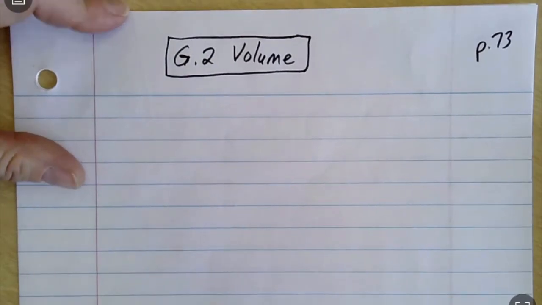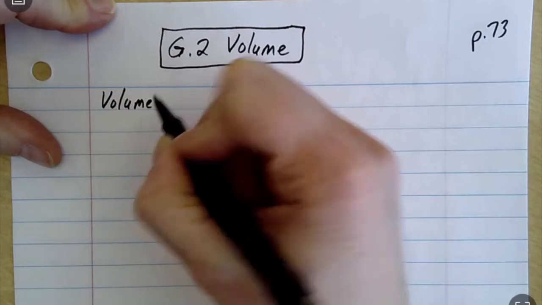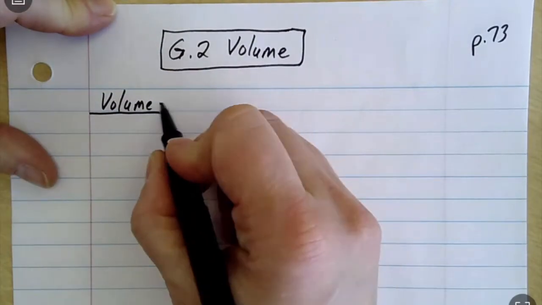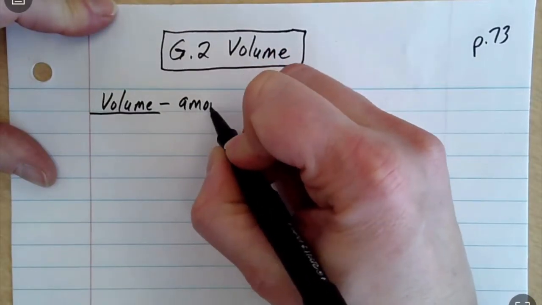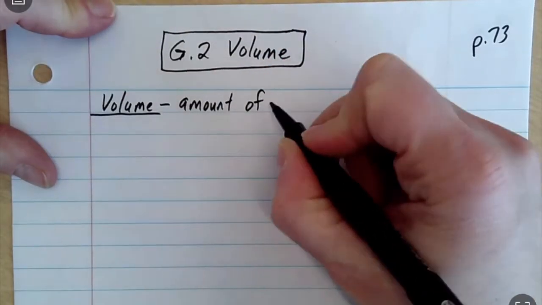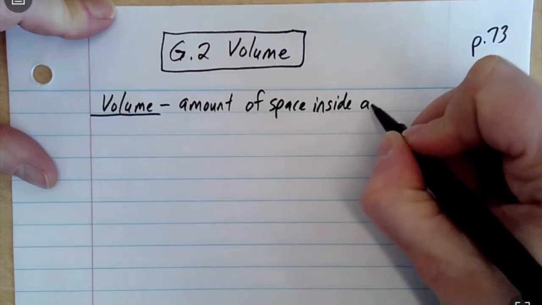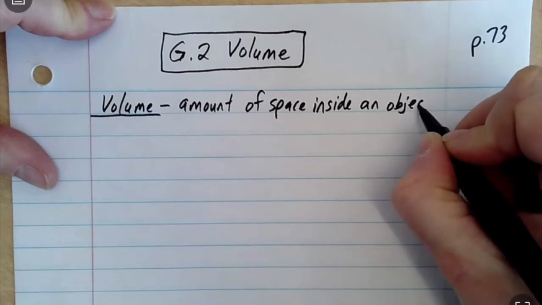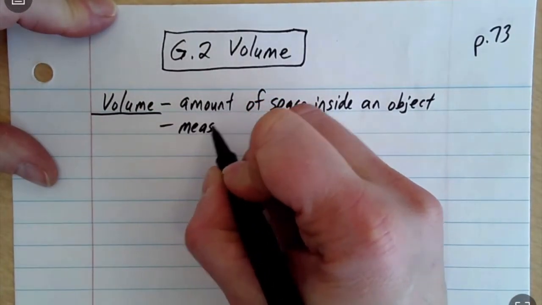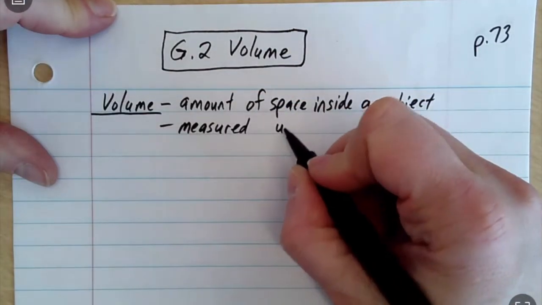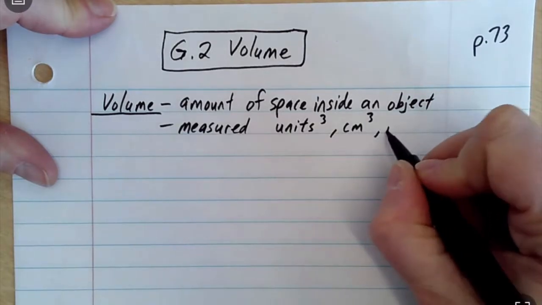A couple things I want to write down. What do we know about volume? Volume is the amount of space inside of an object. How do we measure volume? It is measured in units cubed, centimeters cubed, inches cubed.